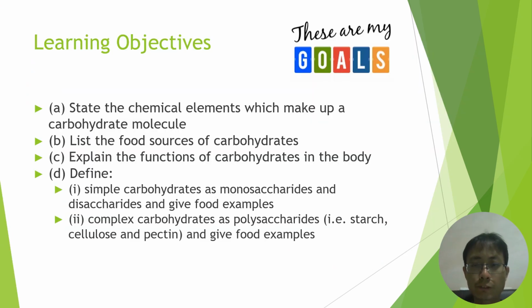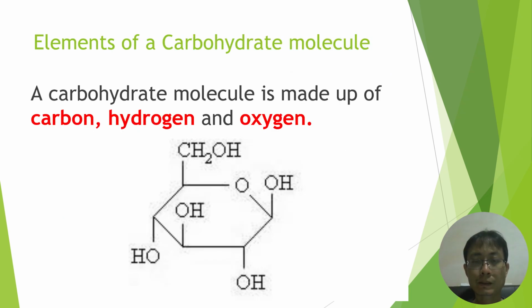The lesson objective for this topic is to be able to state the chemical elements that make up a carbohydrate molecule, give examples of food sources that provide you with carbohydrates, state the functions of carbohydrates in the body, define simple and complex carbohydrates, and give various examples in terms of the food source and types of simple and complex carbohydrates.